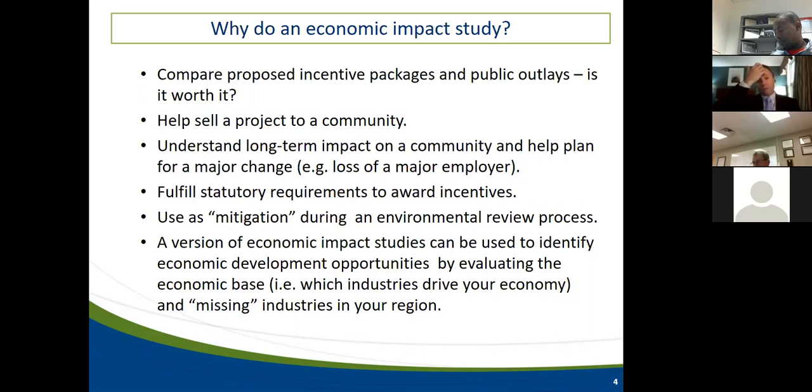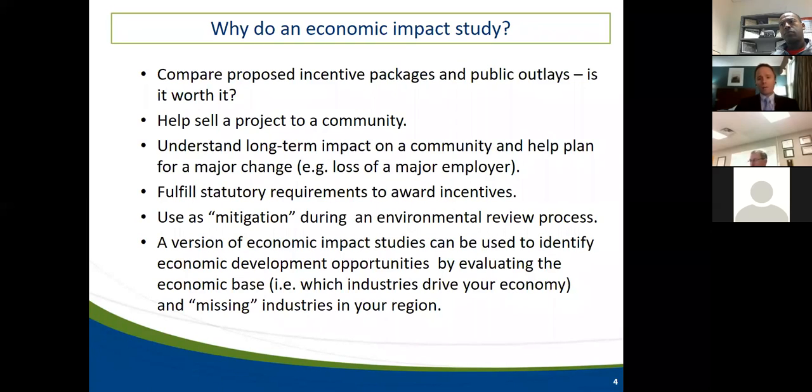Sometimes it's with respect to long-term impacts from a planning point of view. I listed loss of a major employer. We had one community that lost a hospital, and in addition to the roughly 400 jobs at the hospital itself, they were concerned about how many other jobs were going to be lost in the community and what they should do to prepare for that eventuality.